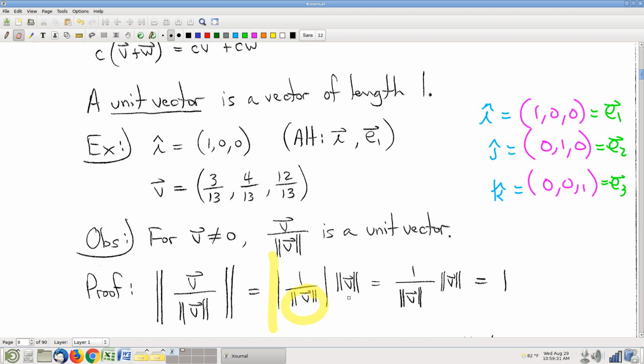This is positive, so it is its own absolute value. Magnitudes are always positive. Even better news, those cancel, and indeed we get 1. Okay.